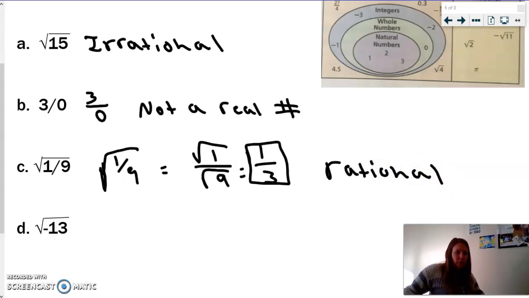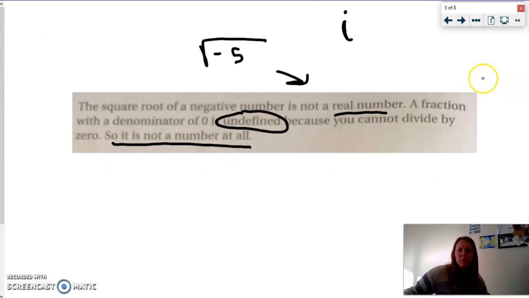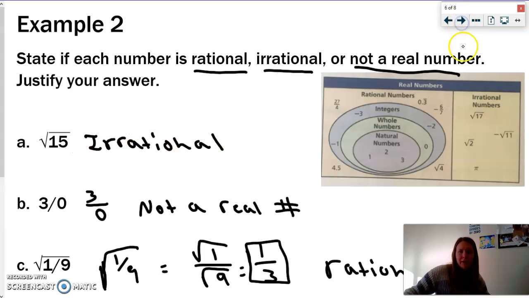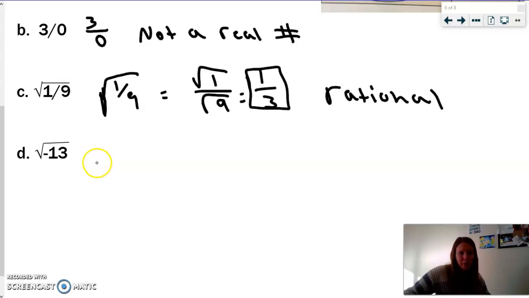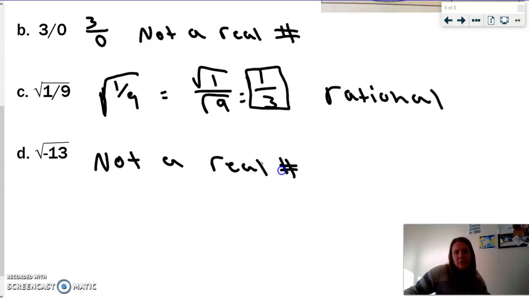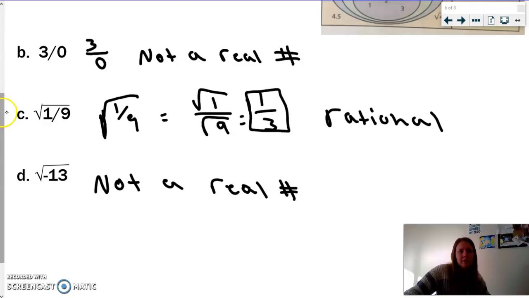Oh, now we have the square root of -13. Well, we talked a lot about that. If you have a square root of a negative number, it's not a real number. It's called an imaginary number. So we would say, not a real number. It's not real. It doesn't exist.